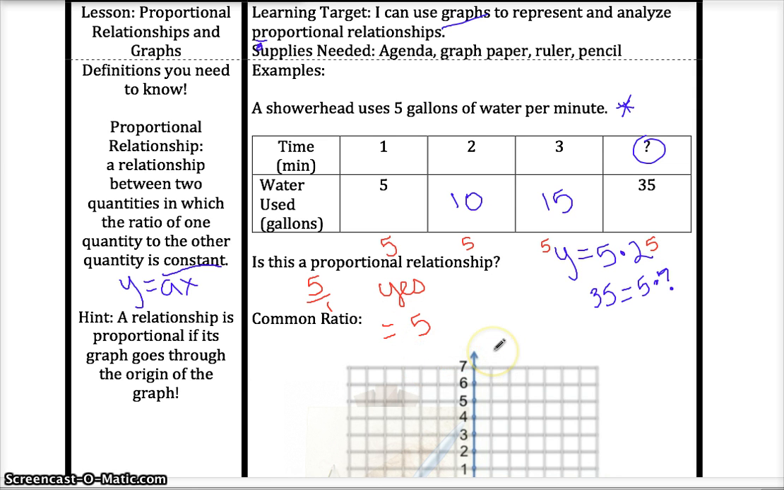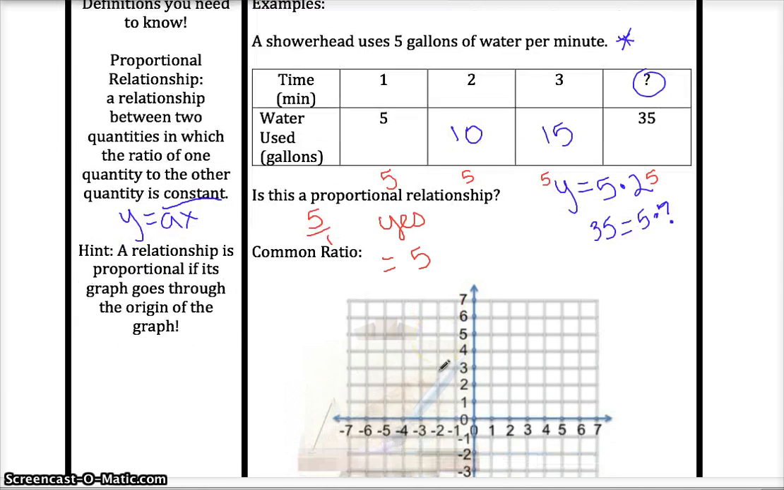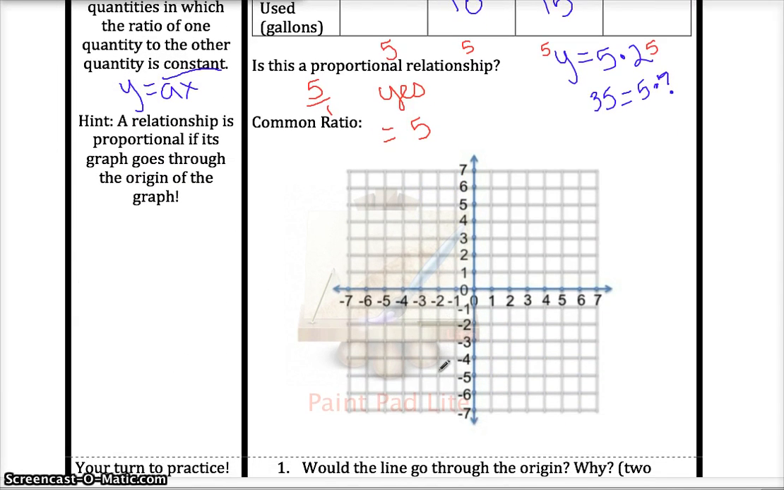All right, so now that we know all of this, the new information that we're learning today is how to apply all this information into a graph. So you will need graph paper, and I prefer that you use a pencil and a ruler to make sure that your lines are straight. And let's go ahead and look at how to do this.